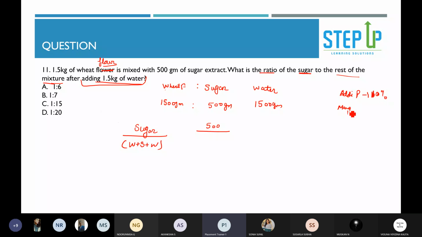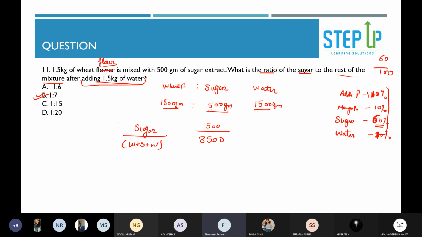So it's like additive preservatives 10%, mango pulp 10%, sugar 50%, and what else? Water is 30%. So you see, okay, let me make it as 60. Let me make it as 10. So sugar is what? 60 out of 100. So here also 500 out of 3500. 1500, 1500, 3000 plus 500, 3500. So what's your answer? 1:7.